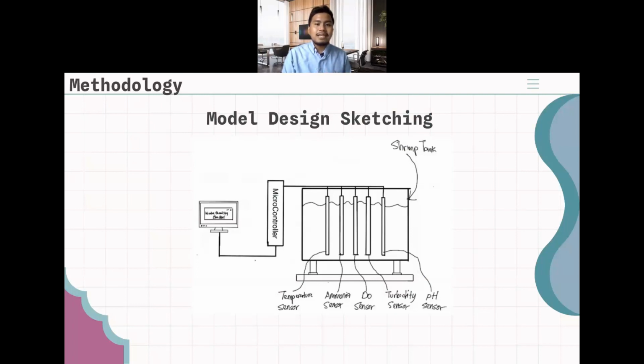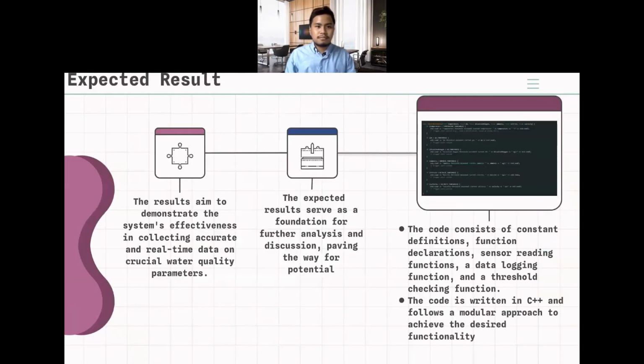For comprehensive data analysis and historical data tracking, the system can incorporate data logging capabilities. This can be achieved using an SD card module or by sending the data to a cloud server. Data logging allows shrimp tank owners to analyze trends, identify patterns, and make informed decisions about tank maintenance and water management.